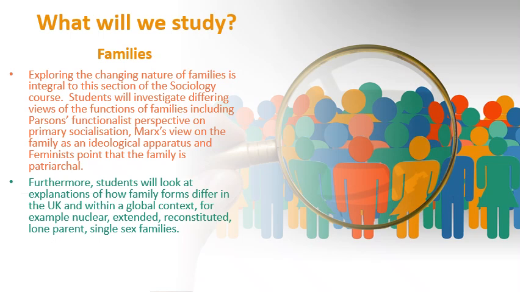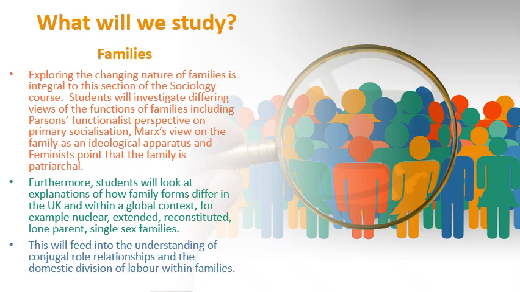We will look at explanations of how family forms differ in the UK and within a global context. For example, we'll look at a traditional, in inverted commas, nuclear family. We look at how families have changed over time to like extended families, lone parent or single sex families. How all of this makeup of our society is continuing to change. And what does that mean?